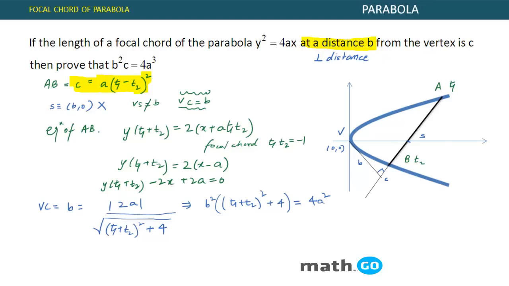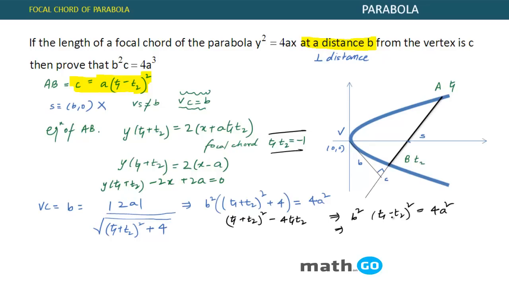So now again, if you see, this is something we have already done. Can I say that this is (t1 + t2)² − 4t1t2? Because t1t2 is what? Minus 1. So what will this quantity then become? b². Solve this. This will become (t1 − t2)² = 4a², right?